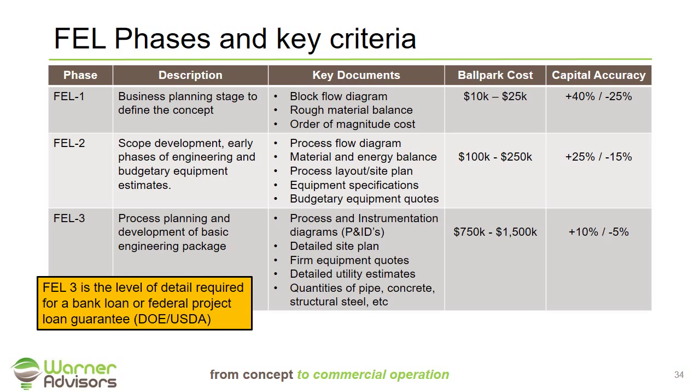And for the FEL3, which we just showed the completion of, that would cost for a similar process somewhere in the range of probably $750,000 to $1.5 million to complete the FEL3 work. It's going to have a capital cost accuracy of plus 10% and minus 5%. That's important to reference in the previous estimate of the $29.89 million, that's going to have that level of accuracy of plus 10%, minus 5% if the engineering detail meets the standards outlined here in FEL3.